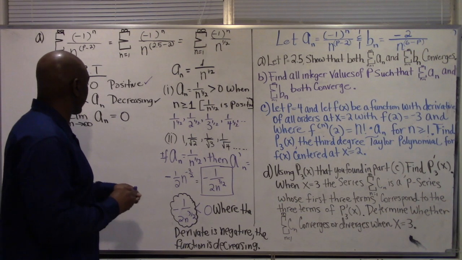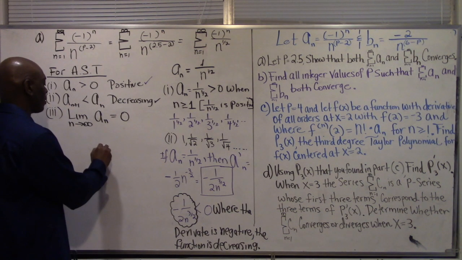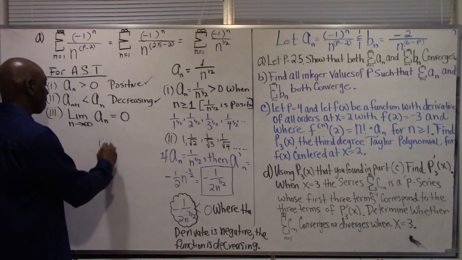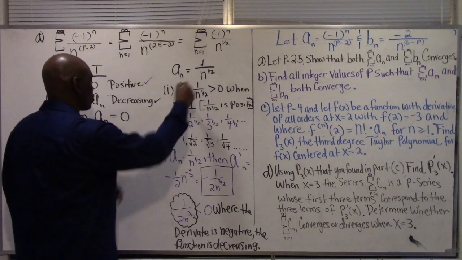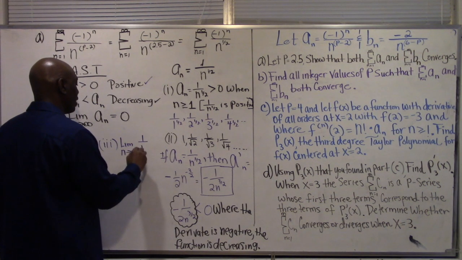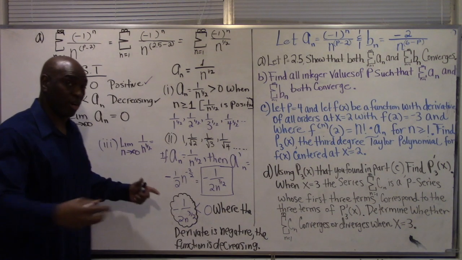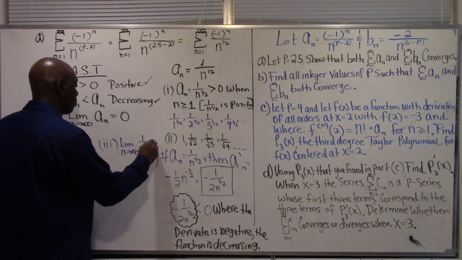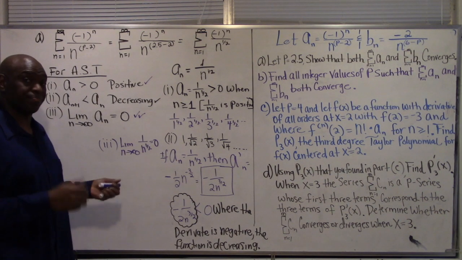And then look at condition number 3. Check out the limit. Condition 3. The limit as n goes to infinity of a sub n. a sub n is 1 over n to the 1/2. This equals, well, 1 over infinity. 1 over a very large number is 0. Condition 3, we're good. It converges.